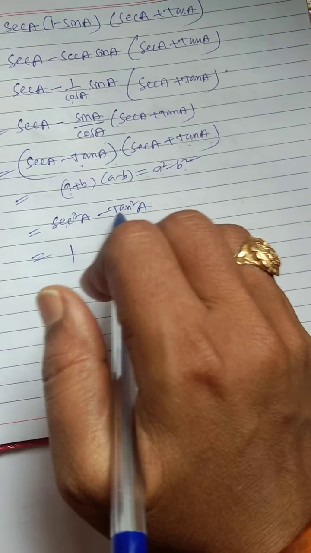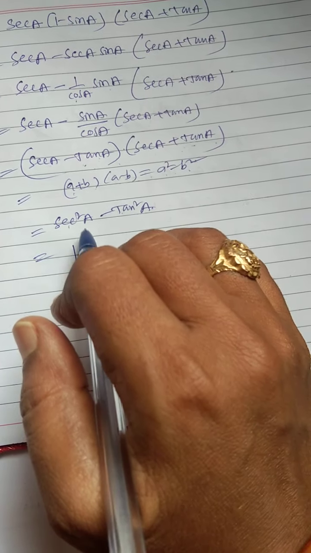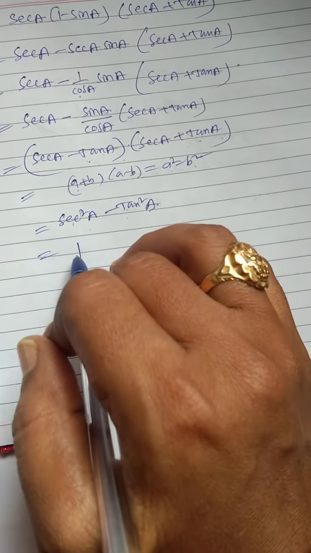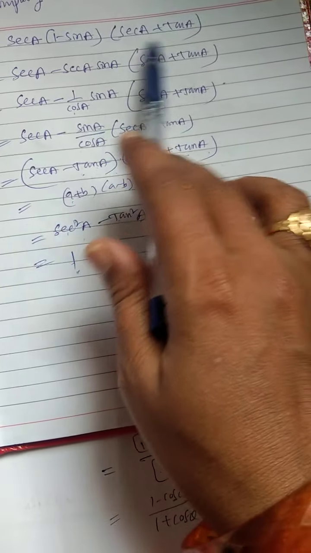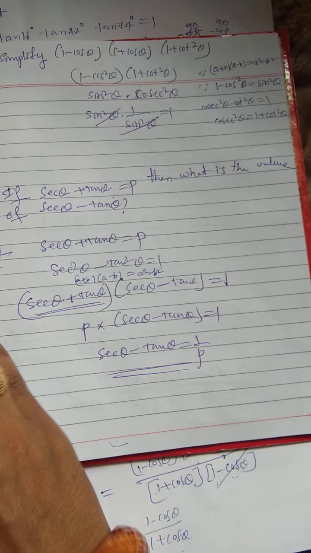So sec square minus tan square. We have the trigonometry identity: sec square minus tan square value is 1. So if you simplify this given expression, you get 1 as the answer. Next question I am going to explain.